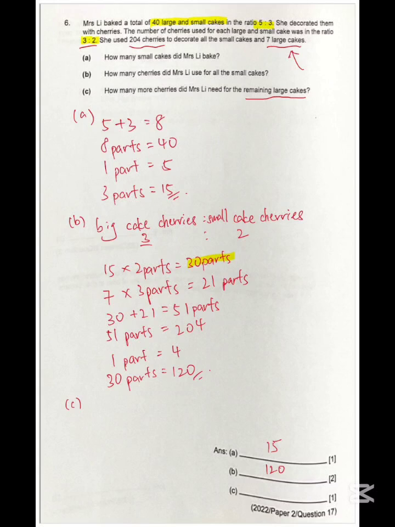So let's figure out firstly how many large cakes we have. So in total we have 40 cakes, right? Then in part A we calculated we have 15 small cakes. So 40 minus 15 gives me 25. So in total I have 25 large cakes. Okay, then for these 25 large cakes, 7 of them have cherries already. So the remaining, I have 18 large cakes that don't have cherries.